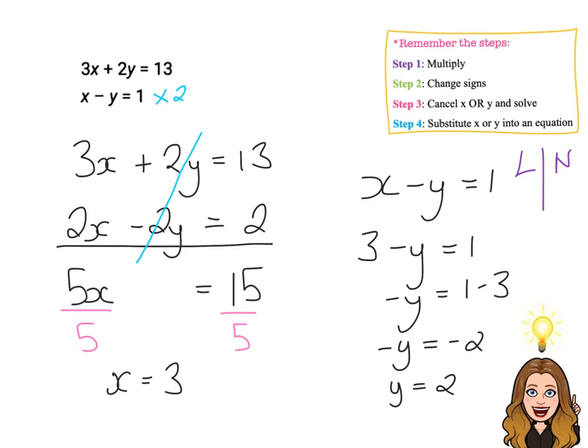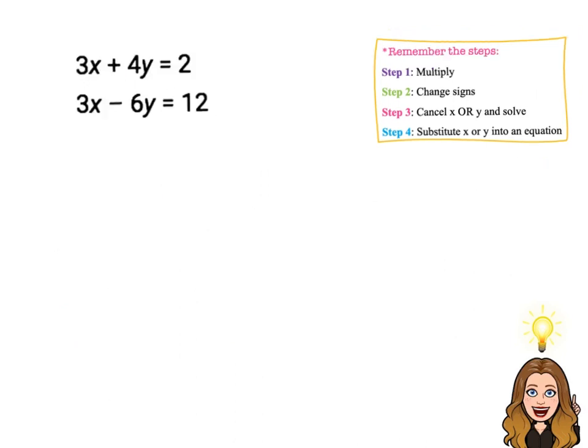And then I kept my minus. This became a minus 2. Because there's a minus here and a minus here, they cancel, and it just becomes y equals 2.